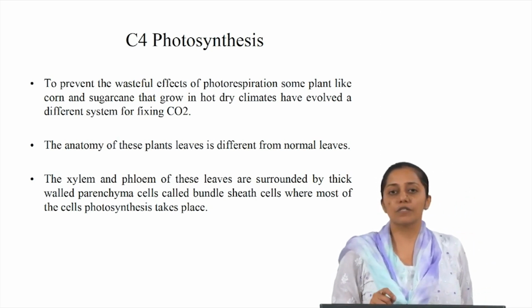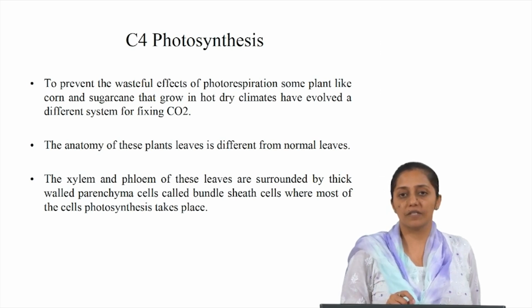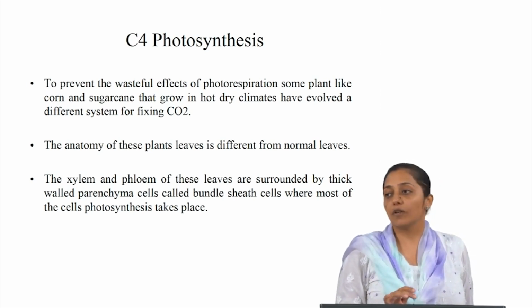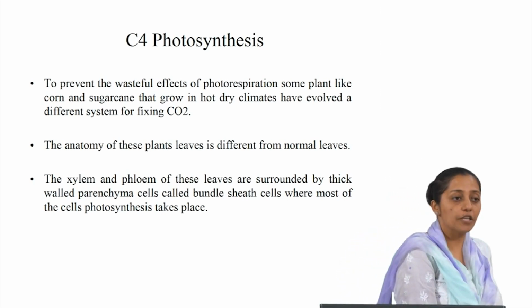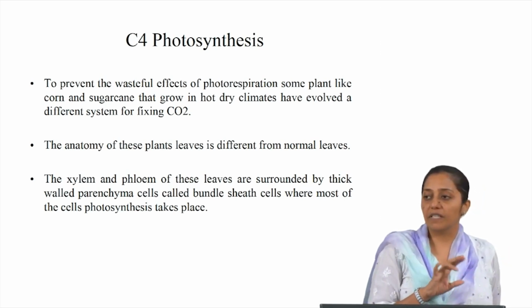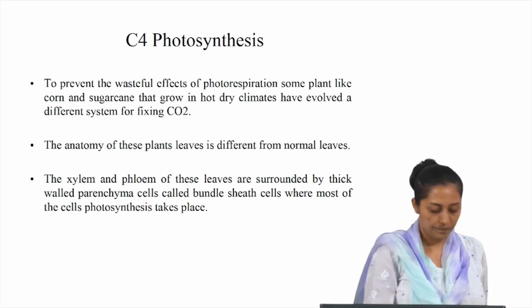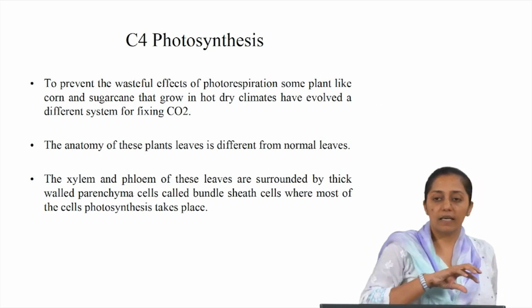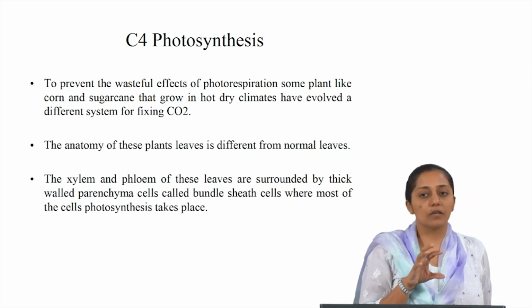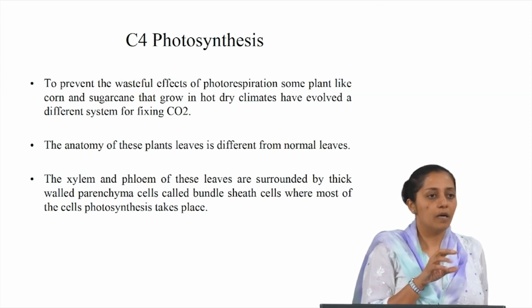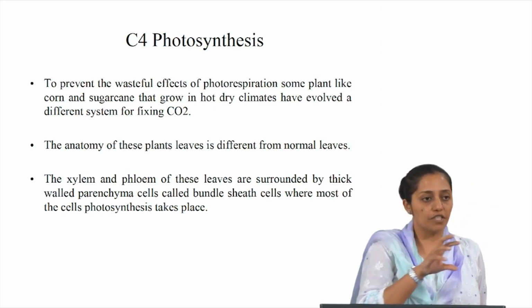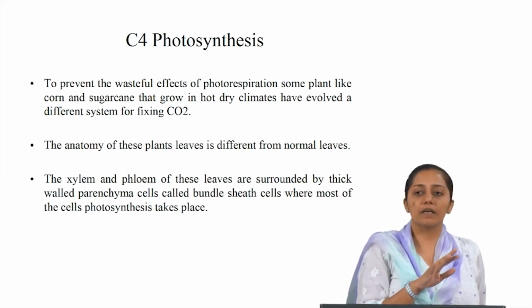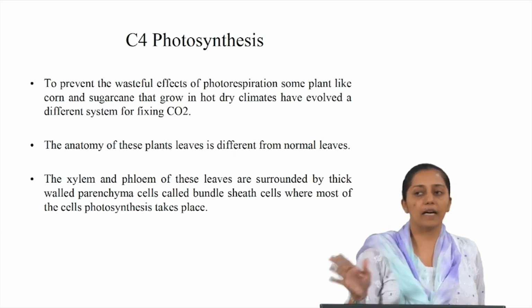In C4 photosynthesis, to prevent the wasteful effect of photorespiration, plants like sugarcane and corn adapt to this metabolism. If you compare the anatomy between C3 and C4 plants, it is different. In C4 plants, you will see bundle sheath cells around the vascular bundle, which is xylem and phloem, while in C3 plants the mesophyll cells are all palisade. We saw columnar cells and then spongy cells. So the chloroplasts in C3 plants and all these cells can carry out both light and dark reactions.